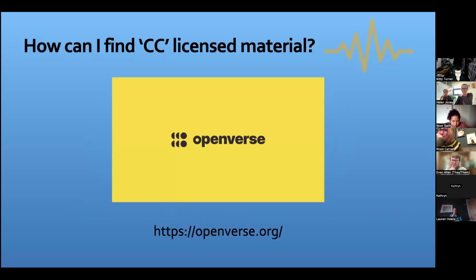So, how can I find CC licensed material? Well, this is a good place to start, the Openverse, openverse.org. Openverse is an online tool. It's available to anyone, and it lets you search for openly licensed and public domain works. Now, currently, this only searches images and audio, with the search for video being provided through an external source. But there are plans to add additional media types like OpenText and 3D models, which is very cool.